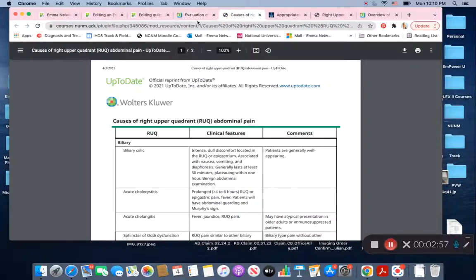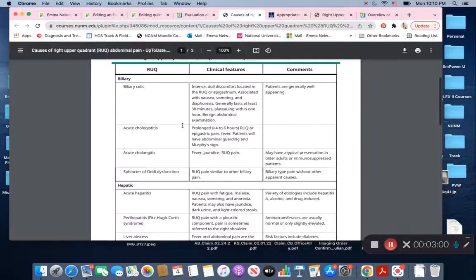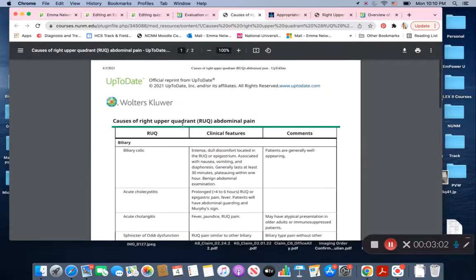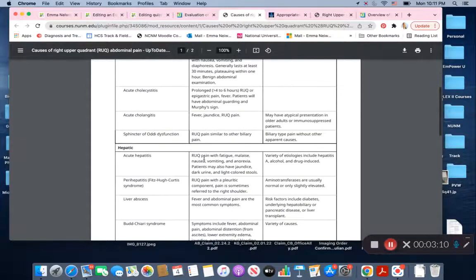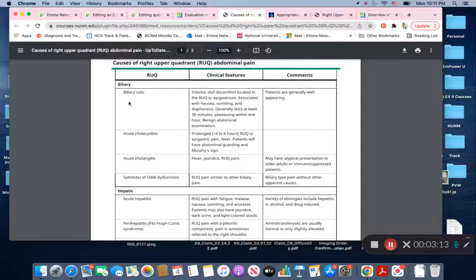I also want to have you recognize that this UpToDate article has some really great tables and charts. This one is just for the right upper quadrant abdominal pain that goes through some different etiologies, some clinical features that you might see, and then some other things to consider. So with our patient, we can think about maybe a gallbladder cause. So we have biliary colic, acute cholecystitis, acute cholangitis, all these different terms, which gallbladder disease can get confusing with its terminology, and we'll get to that. But this can be a nice chart that you can tuck away in your black book or clinical book and can help you narrow in on a diagnosis and next steps.